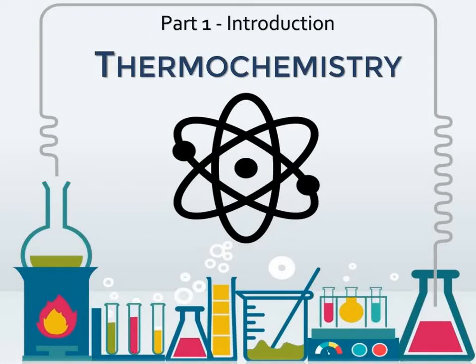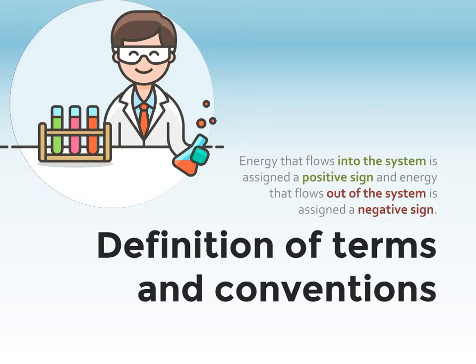So let's continue our lesson with some definition of terms and conventions. Take note that in chemistry, energy that flows into the system is assigned a positive sign, and the energy that flows out of the system is assigned a negative sign. Kasi ang tinitingnan natin in terms of flow of energy is kung nadadagdagan ba yung energy ng system mo, which is positive, into the system, or nababawasan ba yung energy ng system mo, negative, nire-release dun sa ating surroundings.